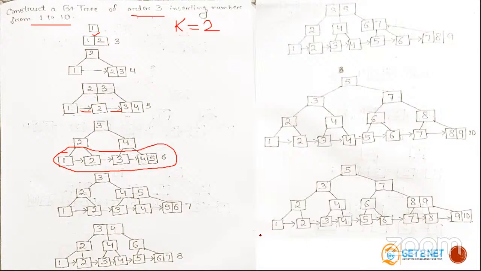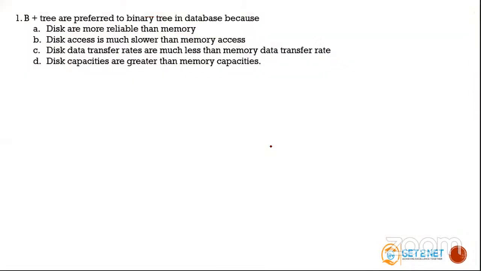Nothing else is done. What you have done in the B tree is done in the B plus tree. Just all the nodes are connected to each other. See, all are pointing. The first one is pointing to the second, the second is pointing to the third, the third is pointing to the fourth, and so on. That's it. Nothing else is there in the B plus tree. So next, move to our MCQ.